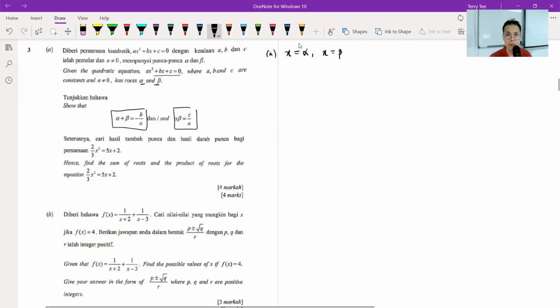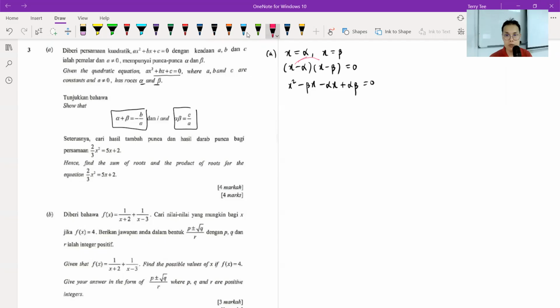So we can bring this over and write x minus alpha. Bring the beta over, x minus beta. The whole thing is now equals 0. Now let's expand this. You should get x squared minus beta x minus alpha x plus alpha times beta. Let me show you here. Maybe I show the arrow here, easier to understand. We basically multiply 1, 2, 3, 4, expand.